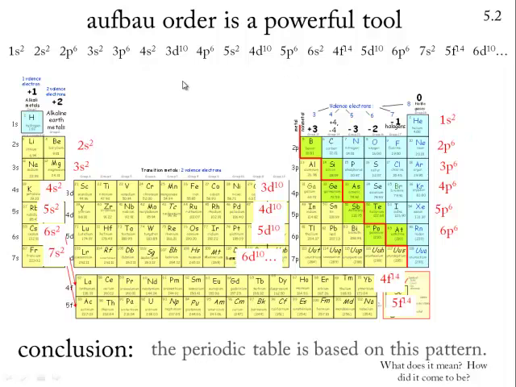So our conclusion is the periodic table is based on this pattern. How important is it? What can we do with it? Well, clearly it's a basis. You see these periodic tables everywhere. It must be important. Where did it come from? How did it come to be? What does it mean? All will be revealed in the next screencast. This is Screencast 5.2.